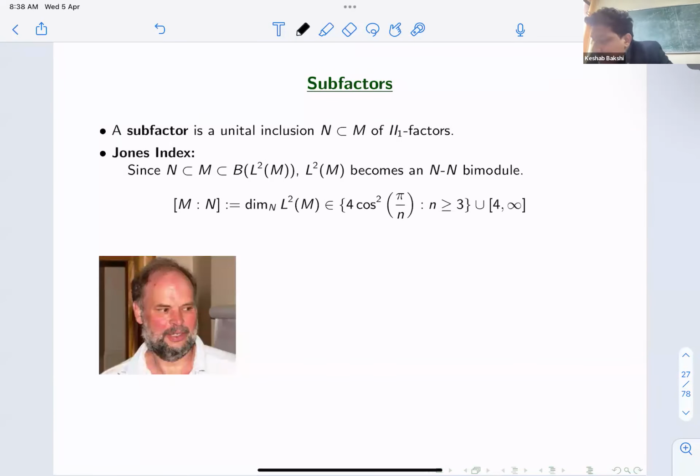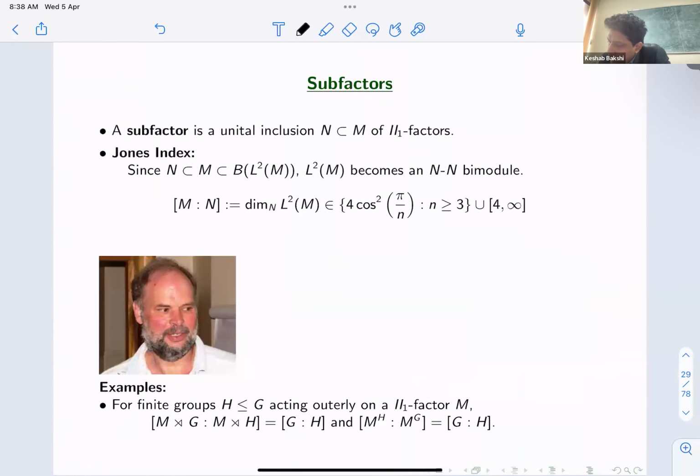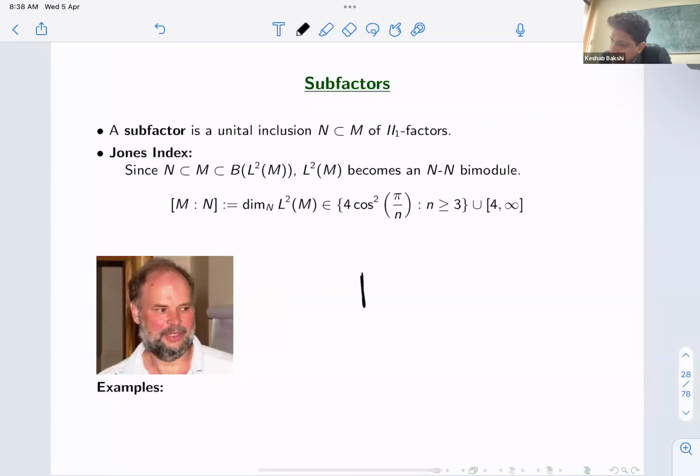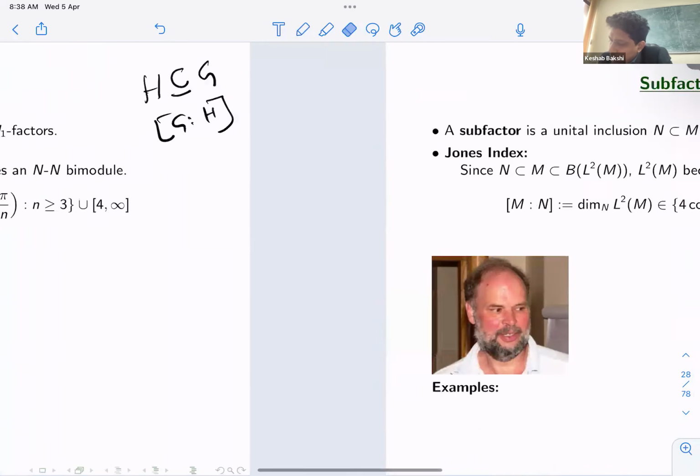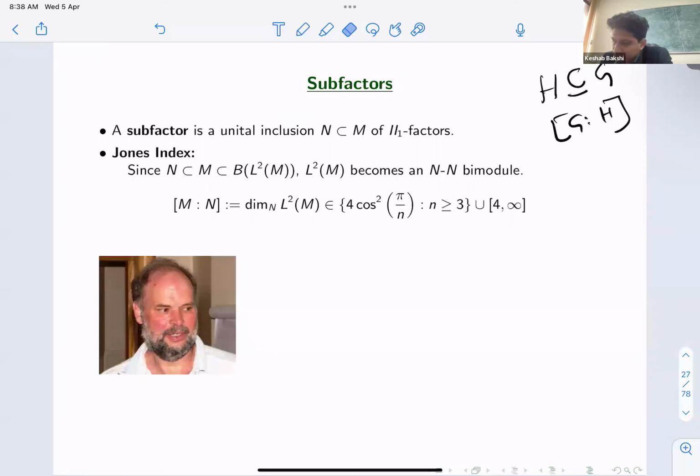Now this really groundbreaking work started from Vaughan Jones. It is a very nice but simple idea. If you have a group and a subgroup, we have a notion of index. In his paper, called Index for Subfactors, in 1983 in Inventiones Mathematicae, given a subfactor N subset M, he introduced or discovered a notion of index.